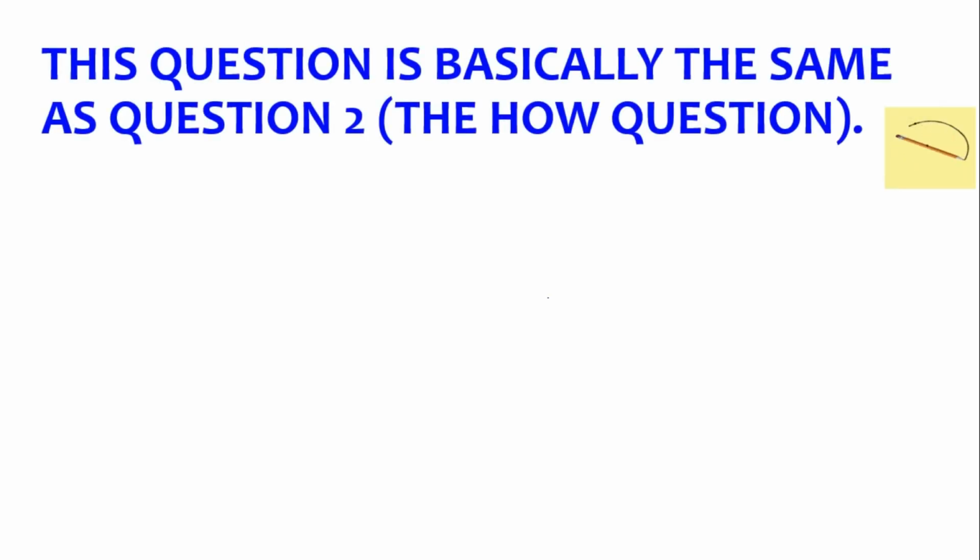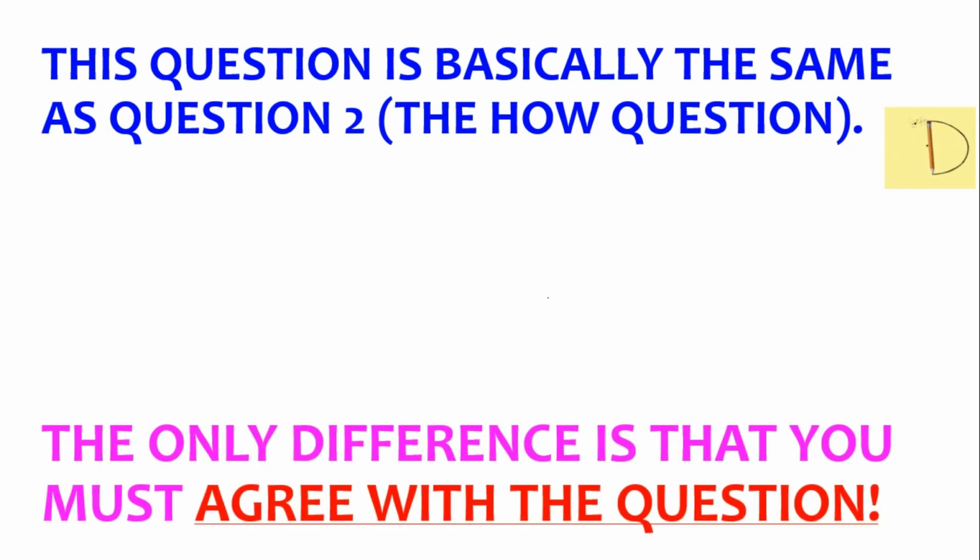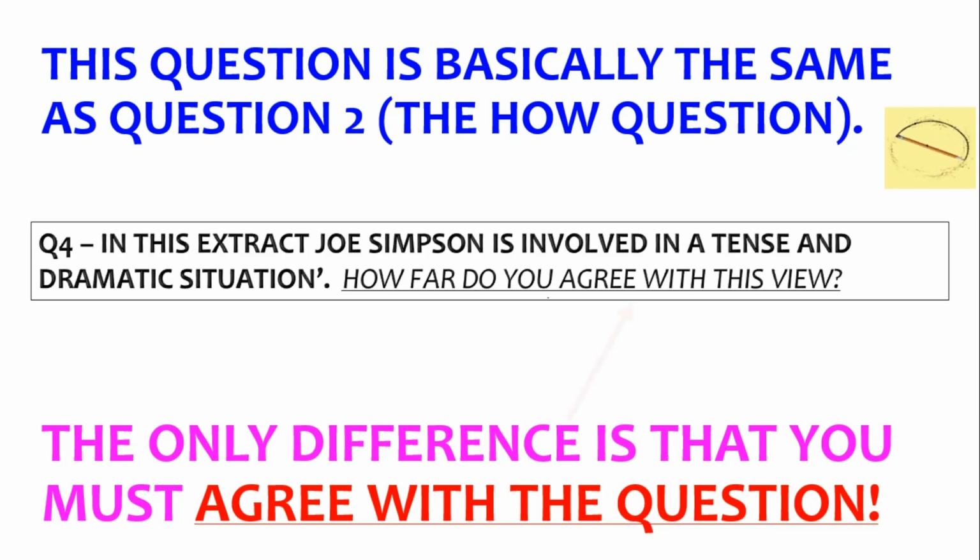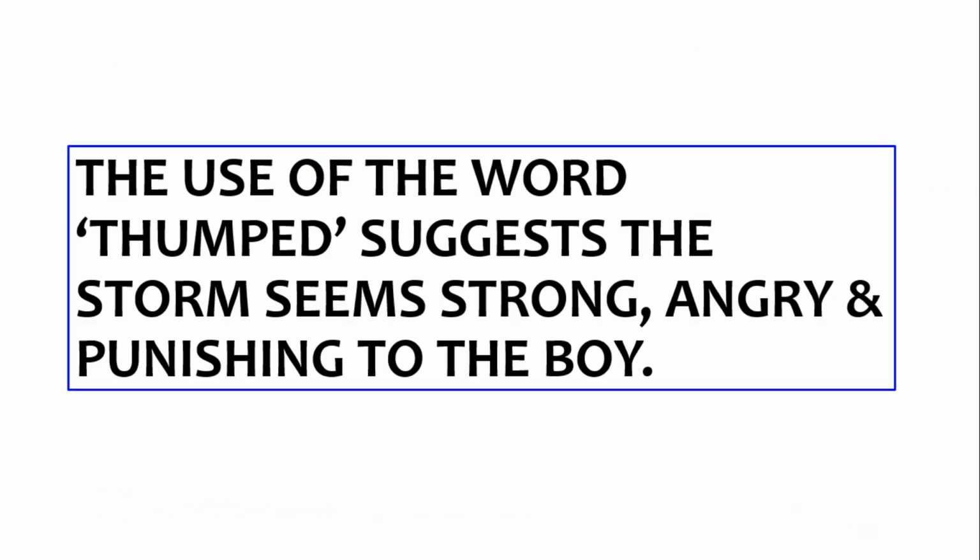It's worth 10 marks. Okay, important thing about question 4 is it's basically the same as question 2, the one we just looked at, the how question. The only difference is that you should really give your opinion and, to be perfectly honest, agree with the question. So the extract that we looked at in the class was about Joe Simpson breaking his leg and basically struggling to survive. So really there's no way that you can say it's not tense and it's not dramatic because it's about someone dying basically or nearly dying. So agree with the question at the start of your PEE.